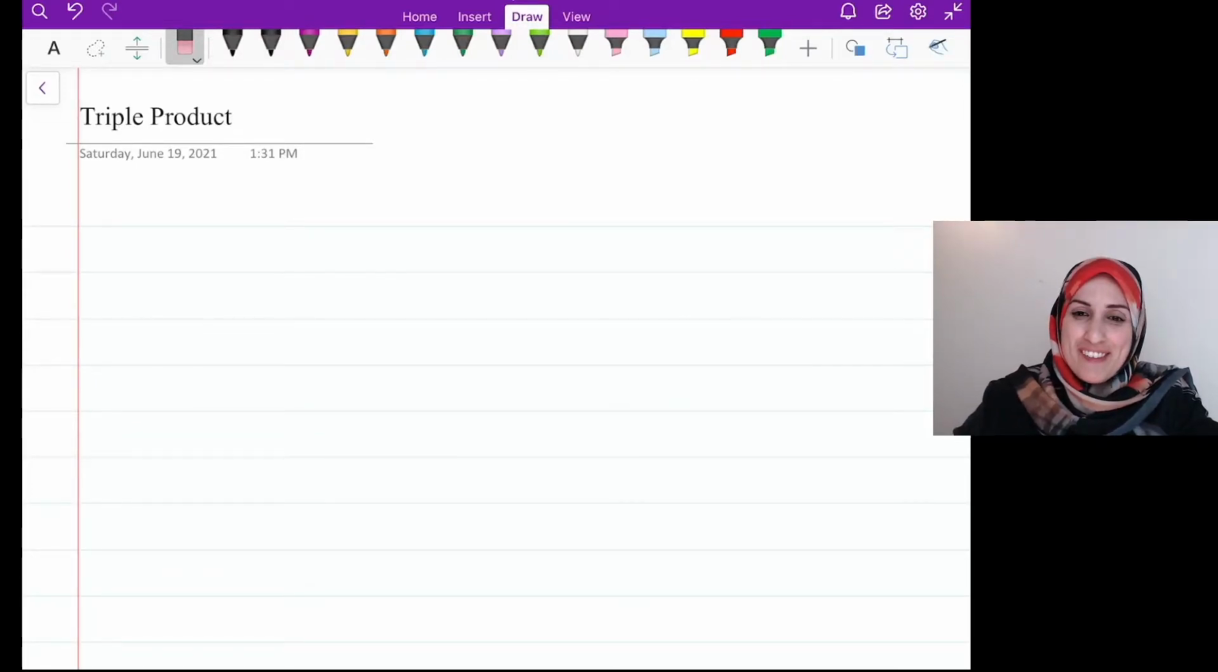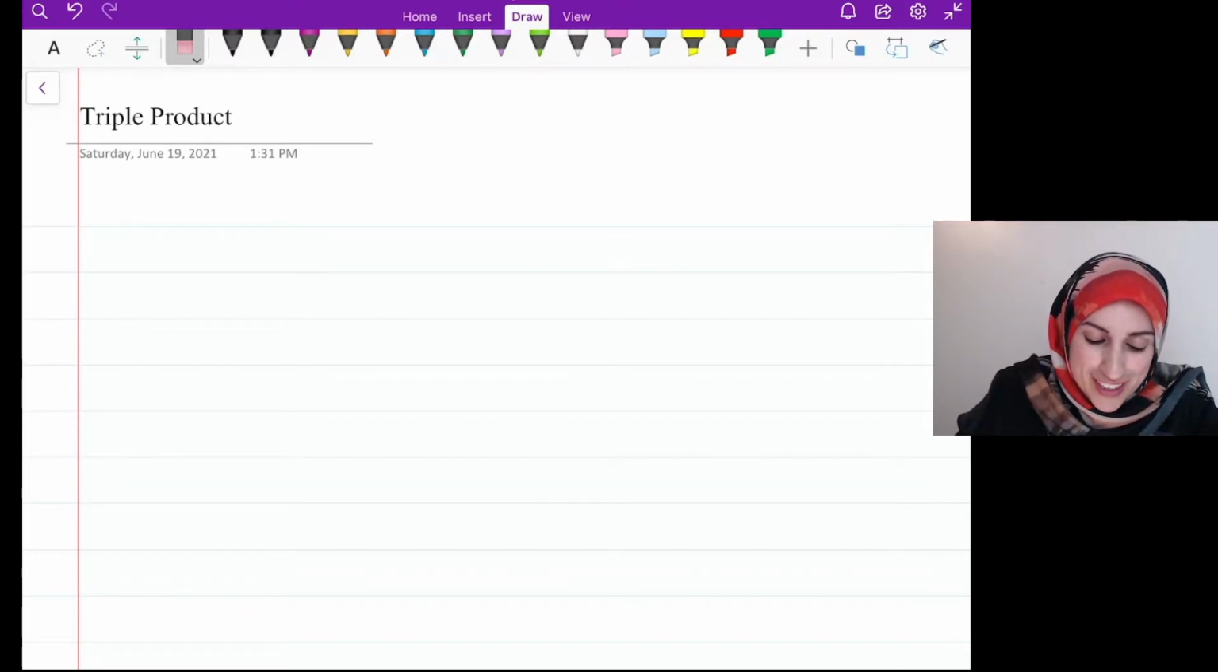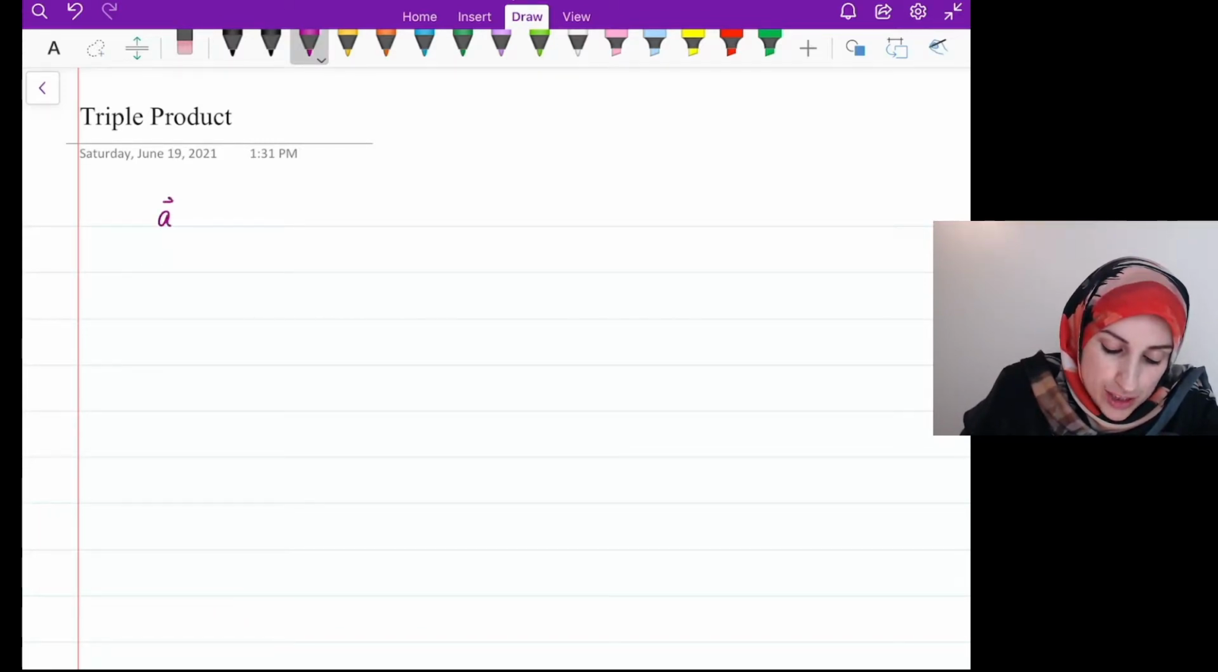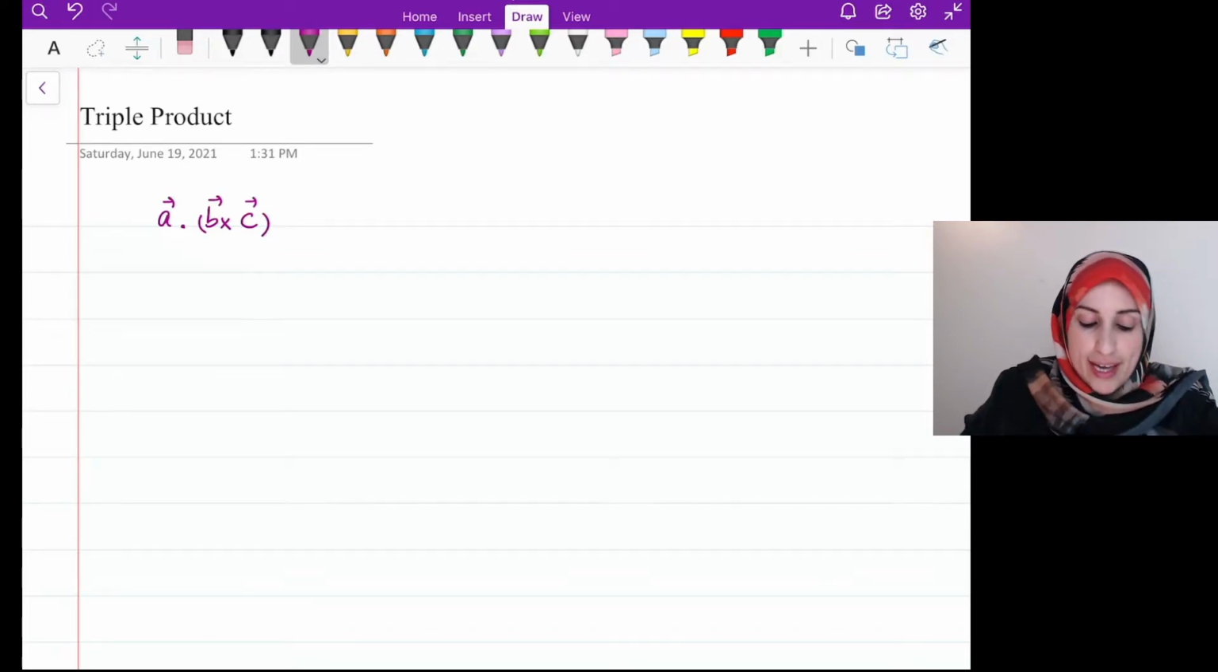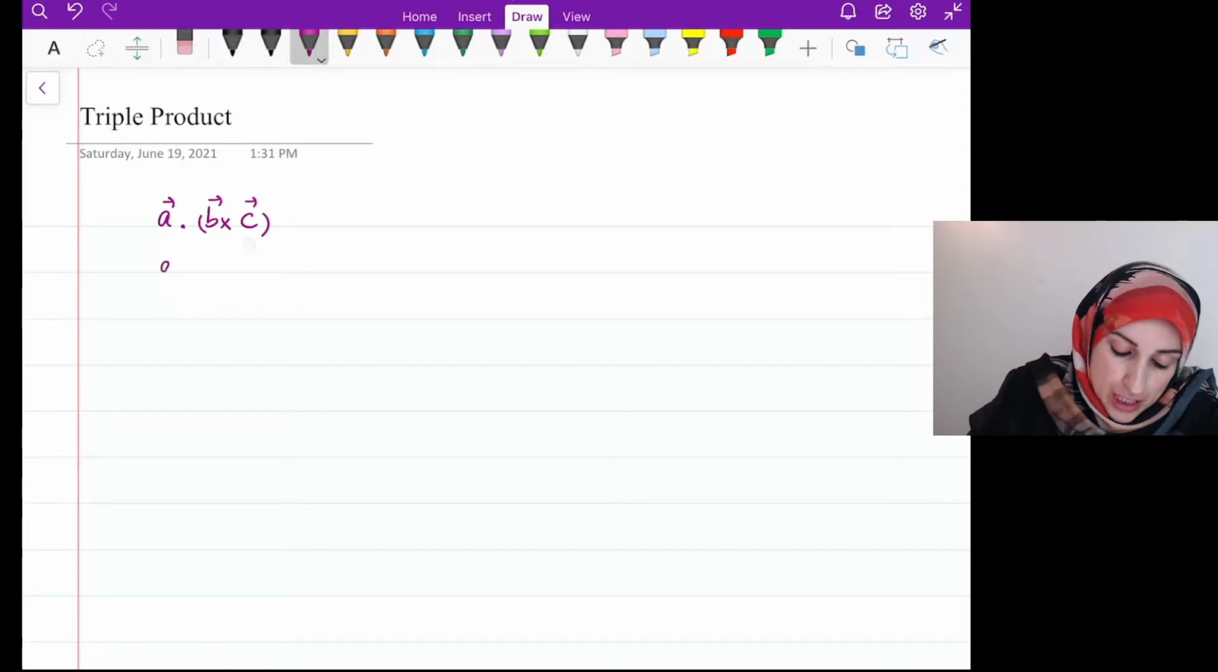This is part of the lecture for multivariable calculus, and I'm going to talk about the triple product. So if we have three vectors A, B, and C, I can write B cross C, and then I have the dot product with A. I cannot change it like that.